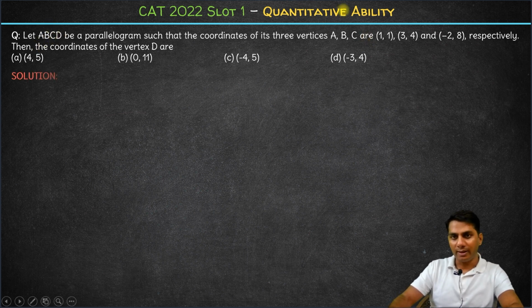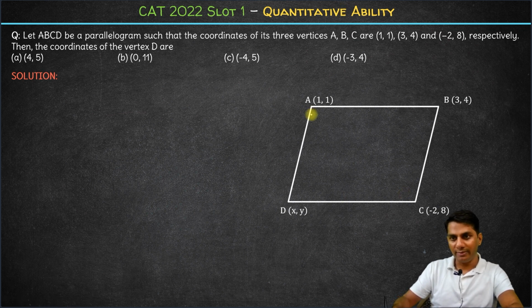So let's draw a parallelogram. This is parallelogram ABCD. Coordinates of A are (1, 1), for B it is (3, 4), for C it is (-2, 8), and let's say the coordinates for point D are (x, y). Now we have to figure out the value of x, y, as in the coordinates of vertex D.